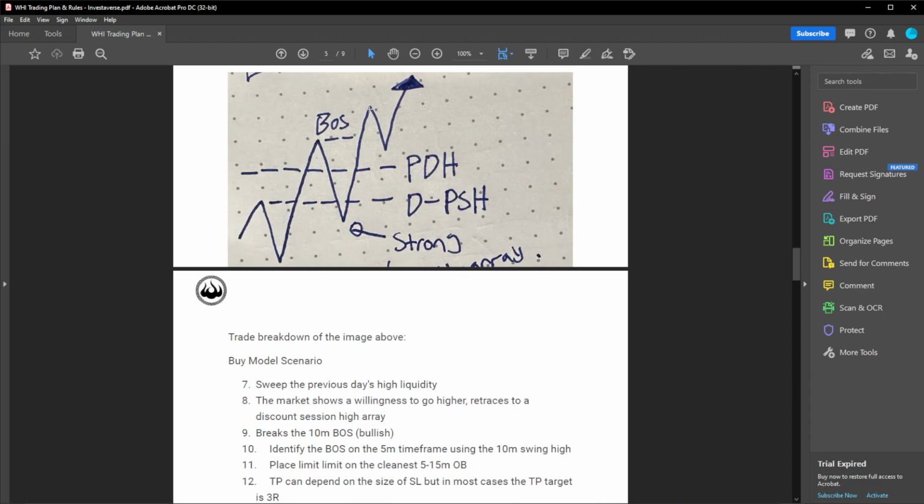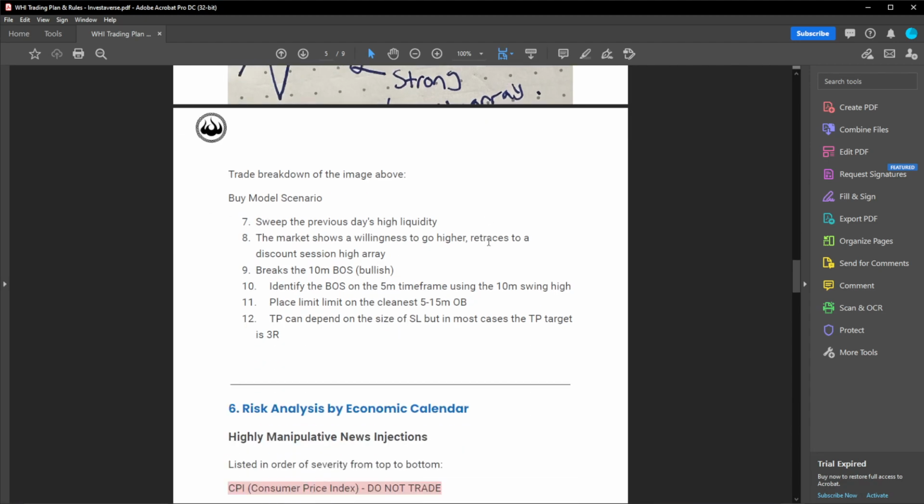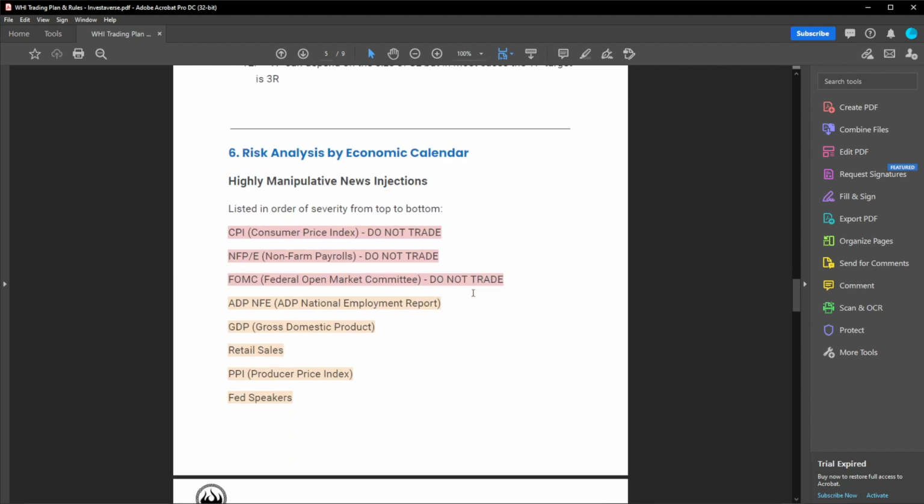Now, as far as target wise is concerned, I just go for a flat 3R. I won't touch 4R, I'll only do 3R or 2R if the stop loss is big, which I will dive deeper into further in the video. So then I can take an entry off of a 5-minute order block and then catch 3R, continuing that kind of direction.